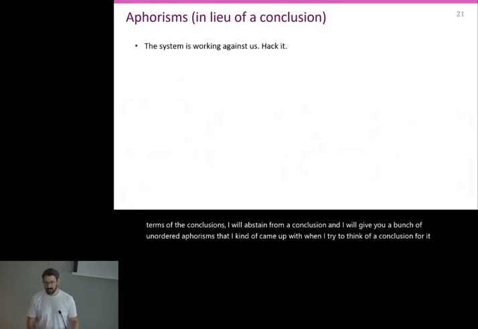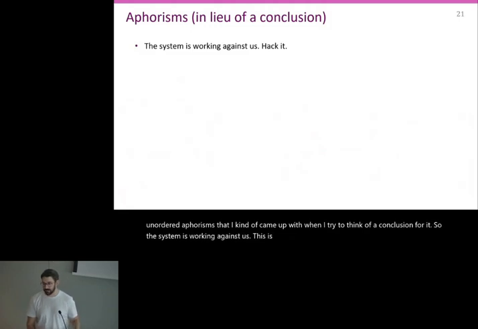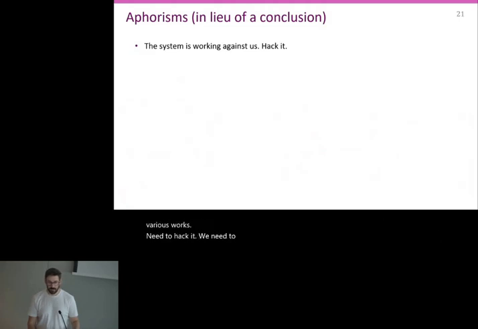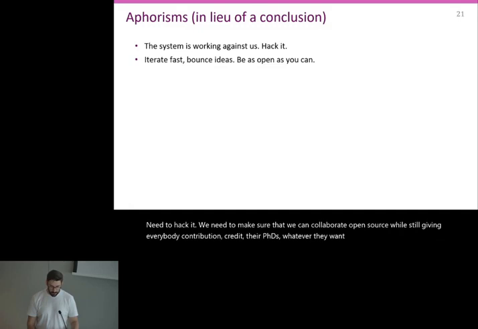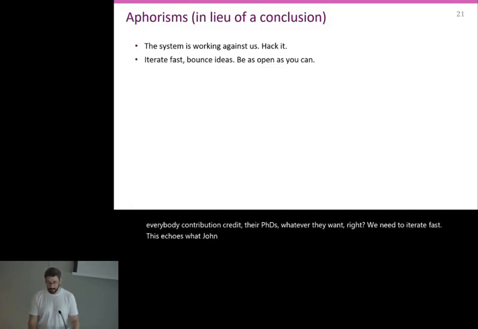So the system is working against us. This is something that I guess everybody has learned in the various work. So we need to hack it. We need to make sure that we can collaborate open source while still giving everybody contribution, credit, their PhDs, whatever they want, right? We need to iterate fast. This echoes what John Jumper said. We need to bounce ideas. And in science, this means you need to be as open as you can.